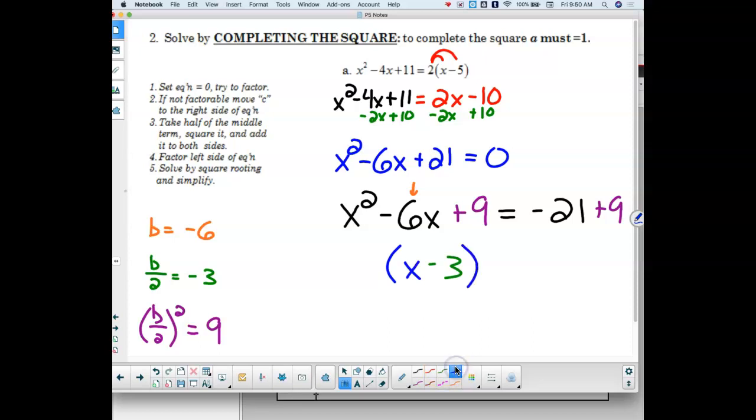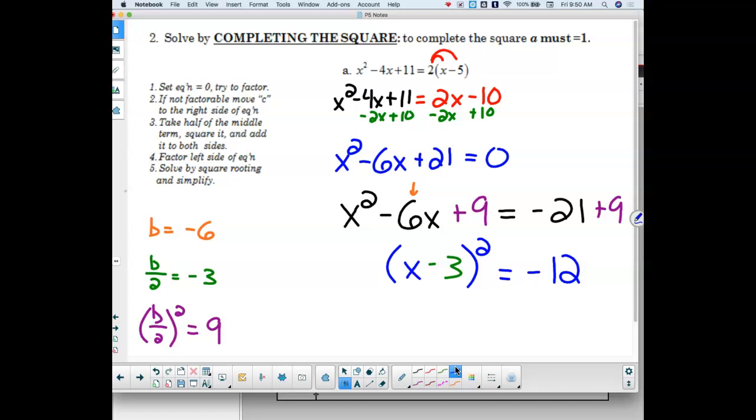Okay? Now, cool thing here is left side becomes x minus 3 quantity squared equals, and that's going to be negative 12. This b over 2 number will always be this number inside the squared parentheses, inside the squared term there. That's one of the cool parts about completing the square. Okay. So now I got x minus 3 quantity squared equals negative 12.